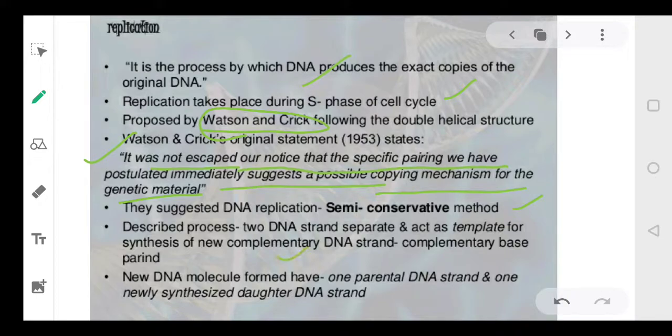They said that the two strands of the DNA will separate. One will act like a template, and there will be synthesis of a new DNA strand which will have bases complementary to the template strand. And the new DNA molecule which has been formed will have one strand of the parent, and one strand is formed new. Okay.